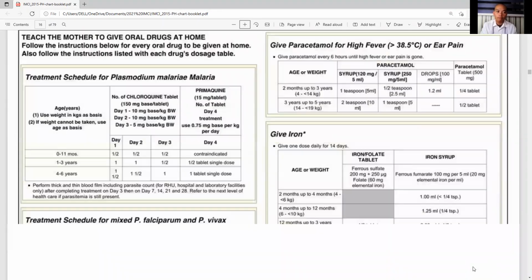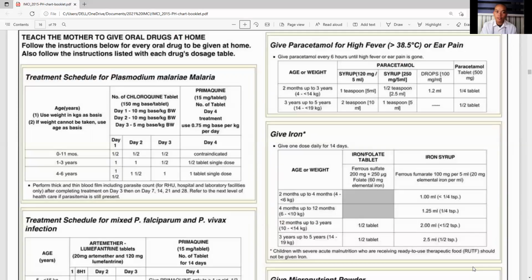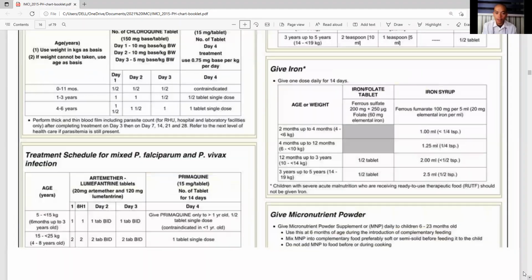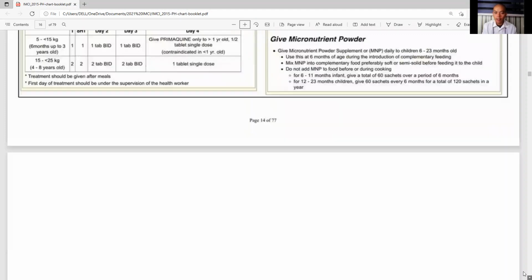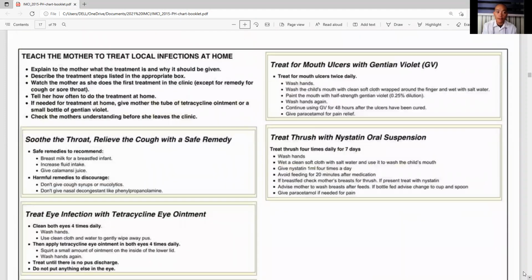Teach the mother how to give oral drugs at home, follow instructions for malaria, iron for anemia, paracetamol for fever or ear pain, treatment for PF and PV infection. So if we need to give these medications according to the IMCI manual, it is all written down here. Micronutrient powder is given as supplement for malnutrition. Teach the mother to treat local infections at home. Explain to the mother what treatment is and should be given.